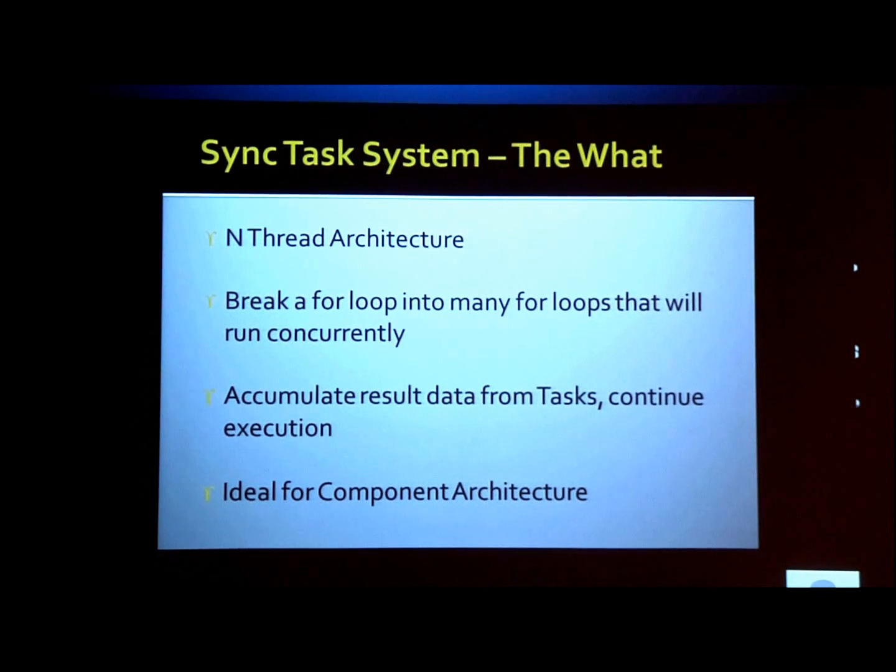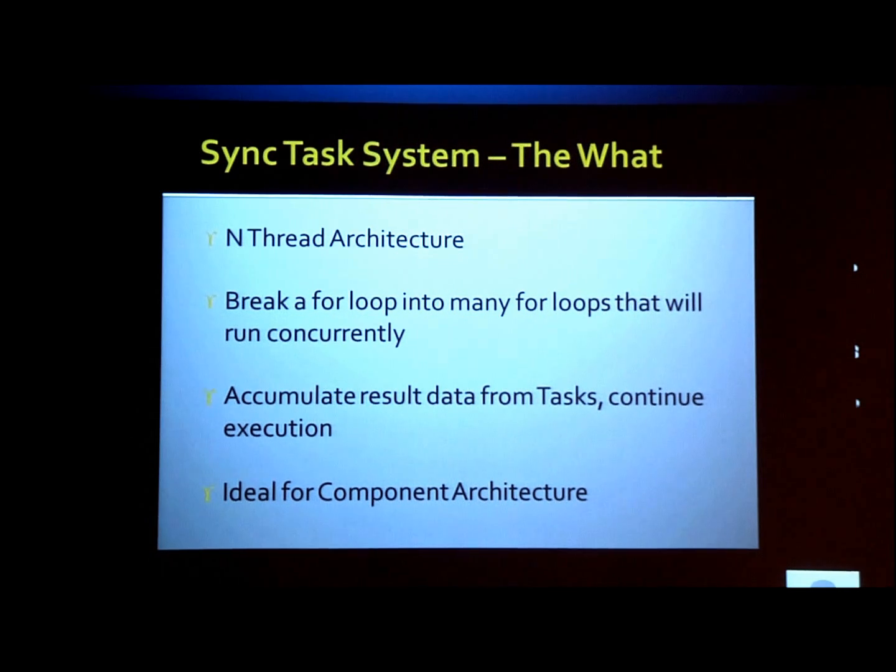All right, so this next architecture is the synchronous task system. This is a multi-thread architecture. Essentially, it's very simple in its structuring. You just break a for loop into many for loops that run concurrently. It's a very basic task granularity. Every task is supposed to be designed to be roughly the same size, so you're not really worried about load balancing.